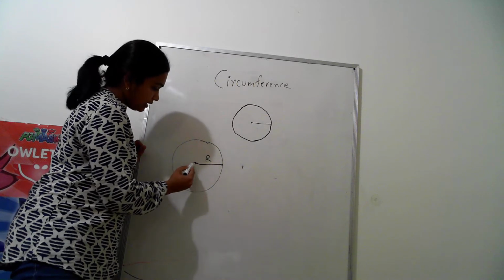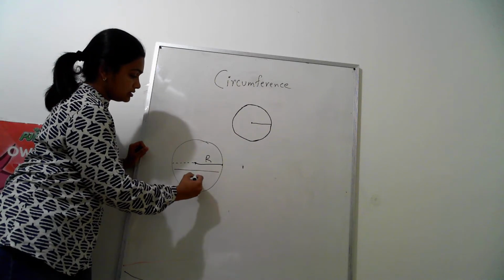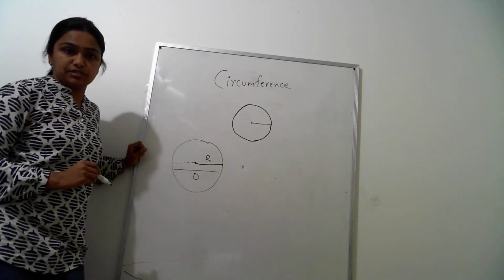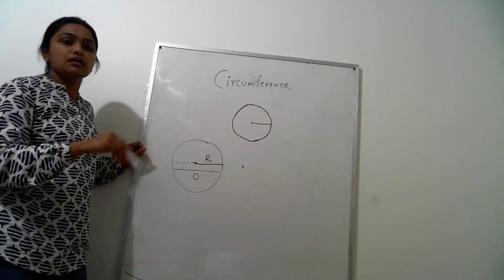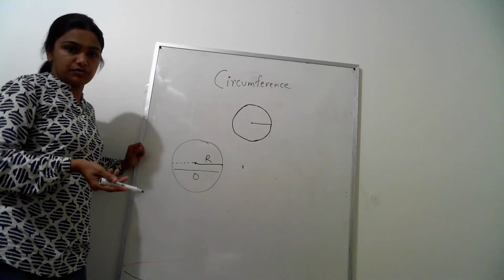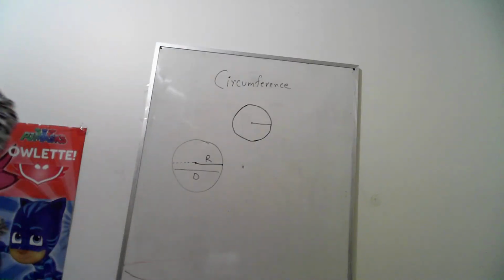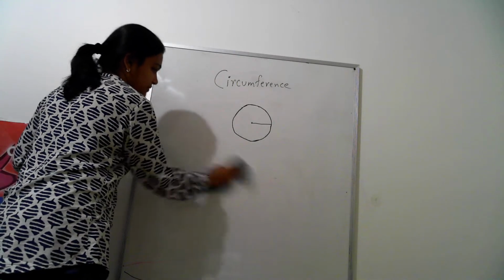And if I double the radius, then this whole length is called the diameter of the circle. So radius is half of the diameter, or the other way to say it is the diameter is double of radius. Okay, so one should know what is a radius and what is the diameter of the circle.